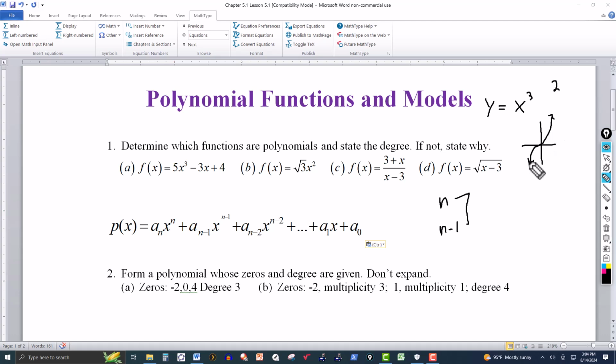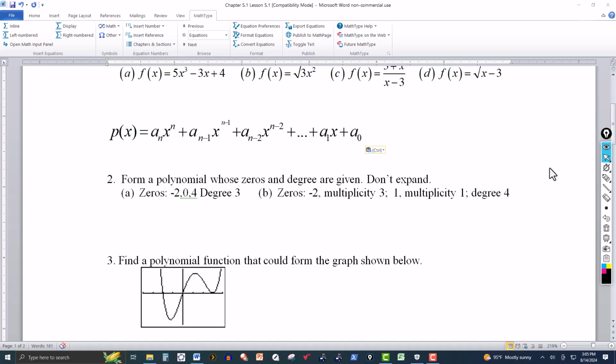Well, how many turning points does this graph actually have? It's going up, and then it looks like it's coming back down, but no, it continues. So it has 0 turning points. It still fits the condition. If it has degree 3, it can have at most 2 turning points. At most means 2 or less. So that could be 1 or 2, 1 or 0. In this case, it's 0, no turning points. So with that in mind, let's look at the next problem.